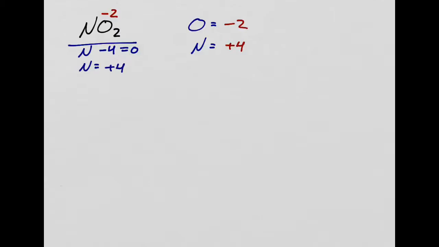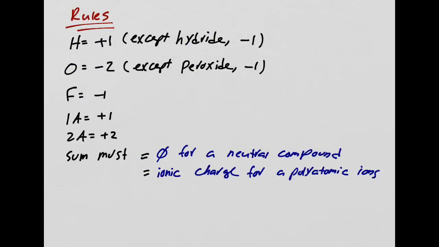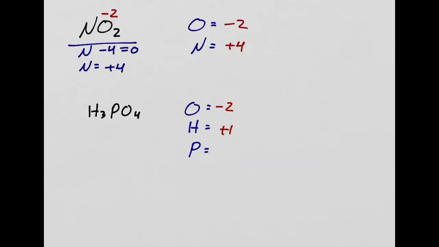Let's do H3PO4. You ready? Okay. I want to know the oxidation number of oxygen, of hydrogen, and phosphorus. Don't forget, oxygen is always -2. Hydrogen is always +1. Those we know. Now, phosphorus I need to figure out. So let's figure this out. The entire thing equals 0. Oxygen is -2. -2 times 4 is -8.